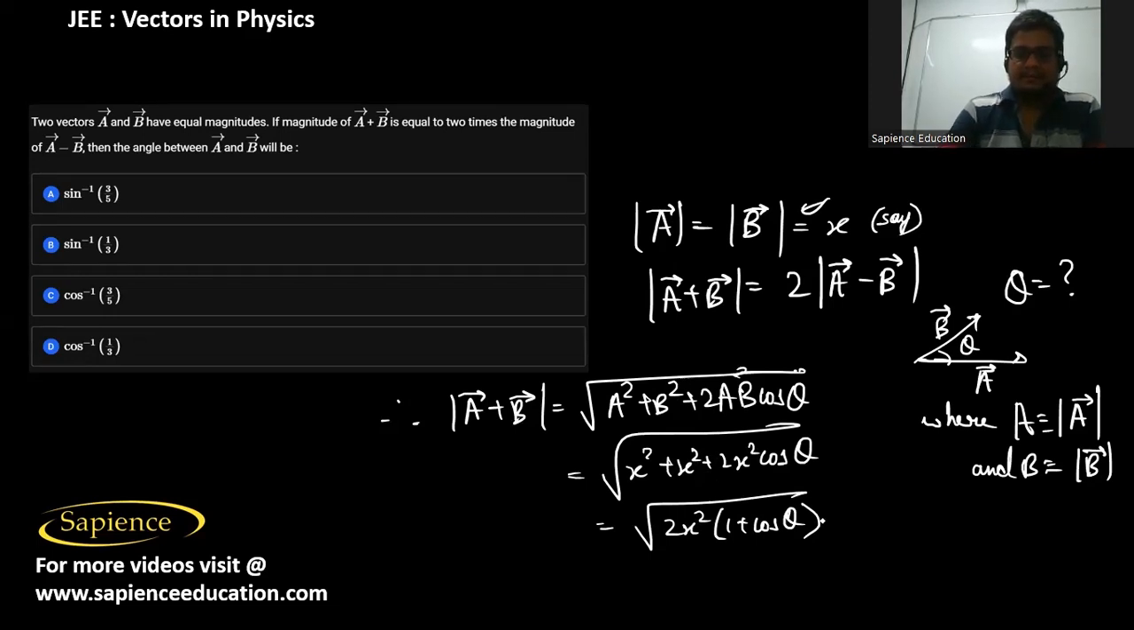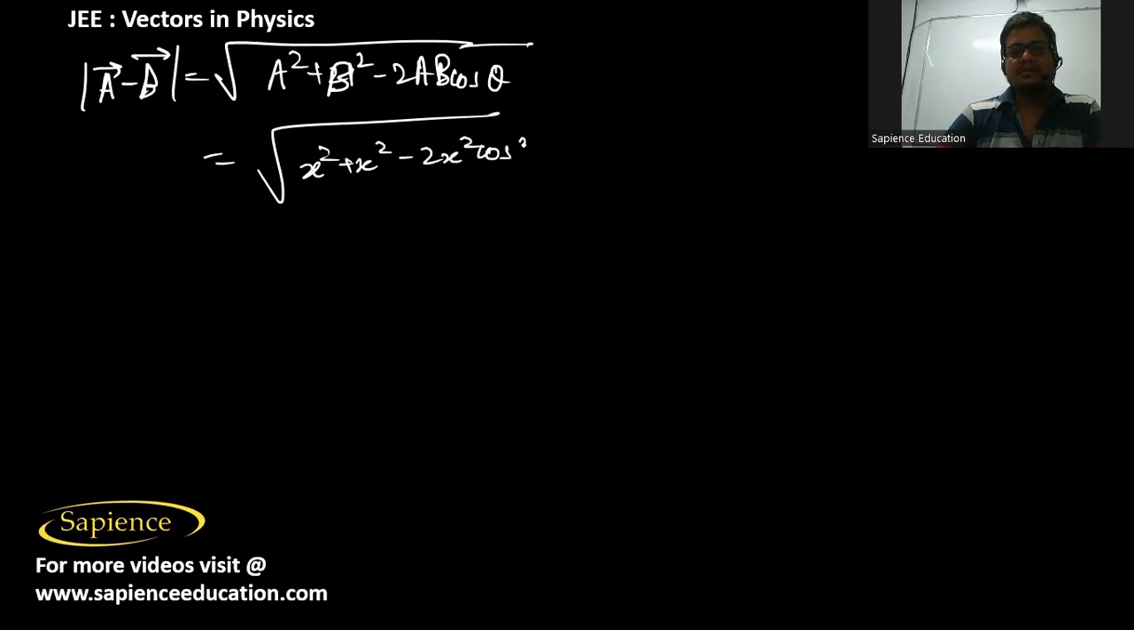And then magnitude of a minus b is given as square root of a square plus b square minus 2ab cos theta. So this will be equal to square root of x square plus x square minus 2x square cos theta. So this will be equal to square root of 2x square into 1 minus cos theta.